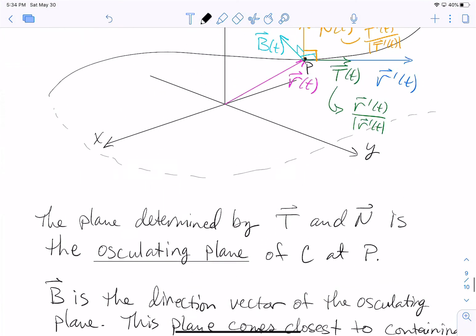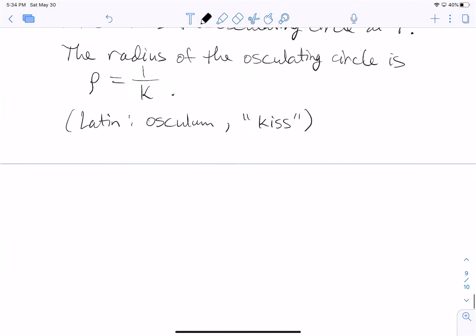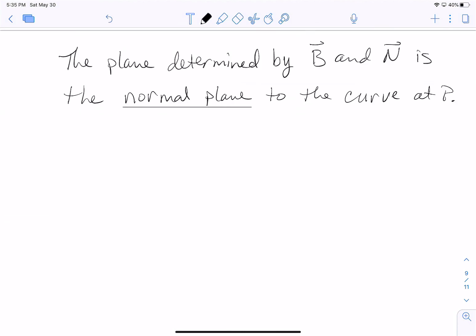Now, I said there were 2 planes in the title of this video, I think is what I said. The other plane that I want to refer to is the one that's determined by B and N. And as you can see, because they are orthogonal to the unit tangent vector, the tangent vector is going to go right through the plane. In fact, it's going to hit the plane at a right angle. The tangent vector is normal to this plane, and that's what the plane is called. The plane determined by B and N is the normal plane to the curve at P. And because it's determined by B and N, it should make sense that its normal vector is T.